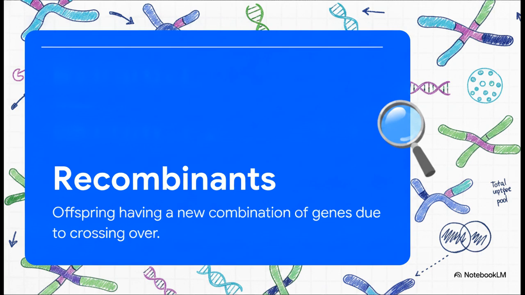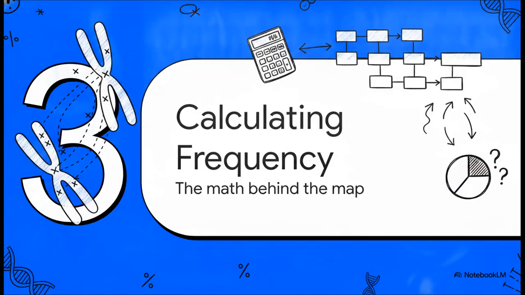Offspring that inherit these brand new combinations, ones that look different from their parents, are called recombinants. And honestly, this brilliantly illustrates the foundation of our math today. The exact proportion of these unique recombinant offspring in the total pool is literally the secret to measuring the physical distance between genes. So how do we find that precise proportion? That is section 3, calculating recombination frequency.